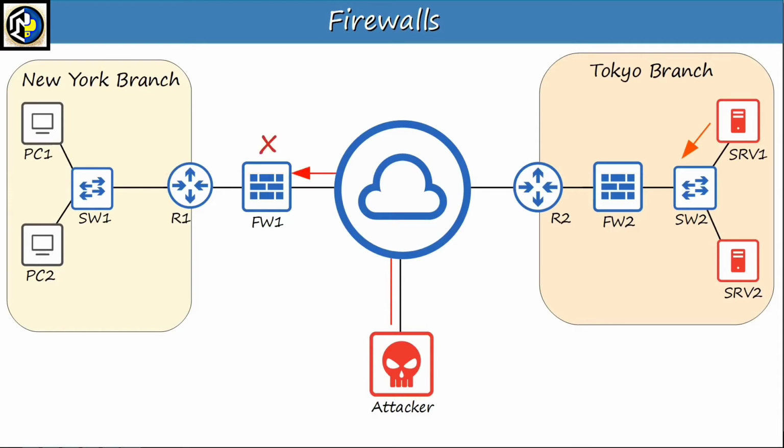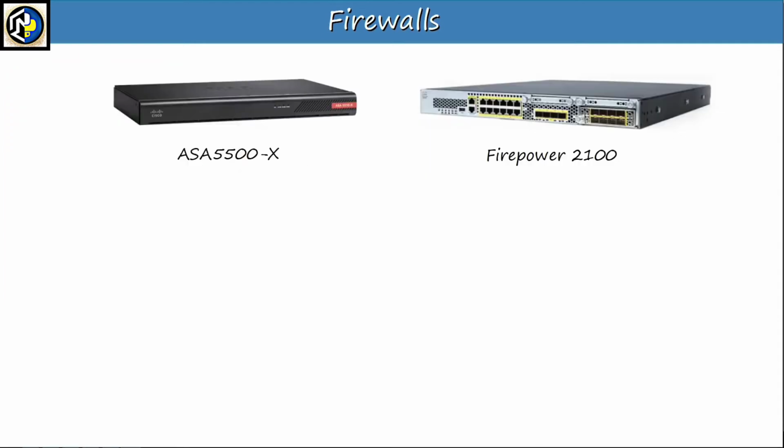However, if the attacker tries to access anything inside of our networks, the firewall should block it. So, let's look at a couple of Cisco's firewalls. At the top here are two examples of Cisco firewalls. On the left is an ASA 5500X series firewall. The ASA, or Adaptive Security Appliance, is Cisco's classic firewall.